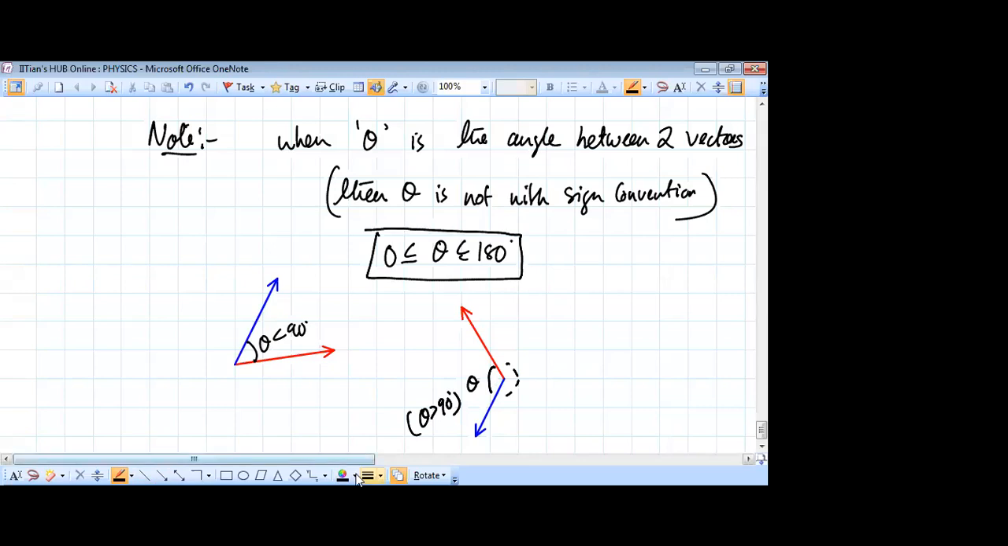So when we are taking arbitrary vectors A and B, it doesn't matter where the vectors lie. The angle between the vectors only has a maximum value of 180 and a minimum value of 0. 180 kab hoga? When they are exactly opposite each other. If this is the vector B and this is the vector A, then we can see that theta is 180 degrees. But usse zyada nahi ho sakta.